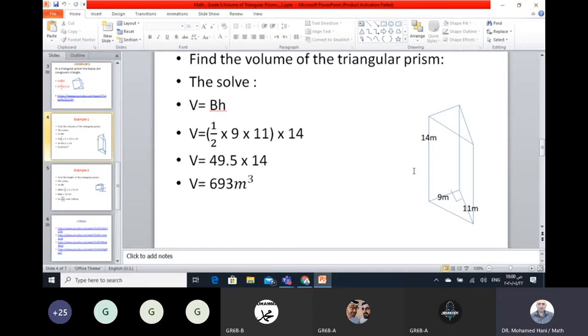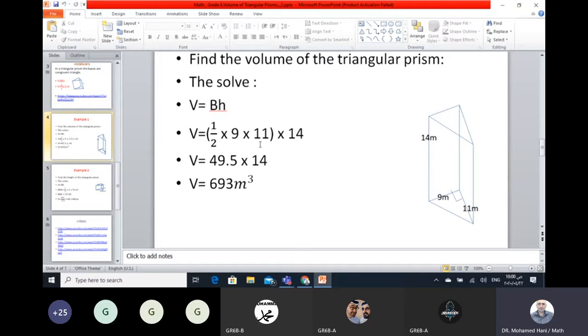So we have a different value between 14 and 11. 11 is the height inside the triangle. 14 is the height inside the triangular prism. So we have a difference between this H and this H.